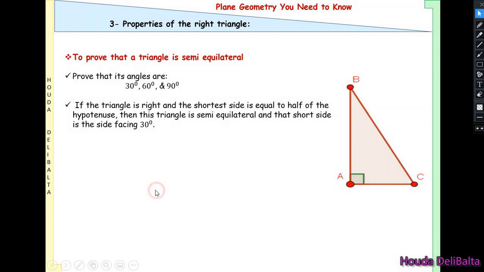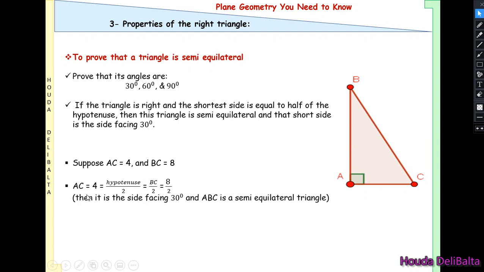Another idea, for example here, another example. Suppose that AC is 4 and BC is 8, then directly we say that this 4 is the half of 8, and thus that side AC is half BC, then ABC is a semi-equilateral triangle and AC is the side facing 30.